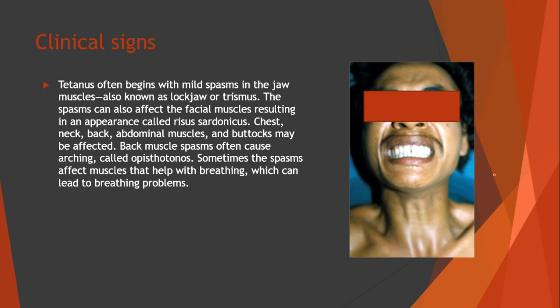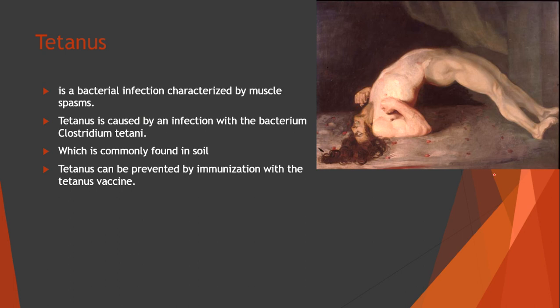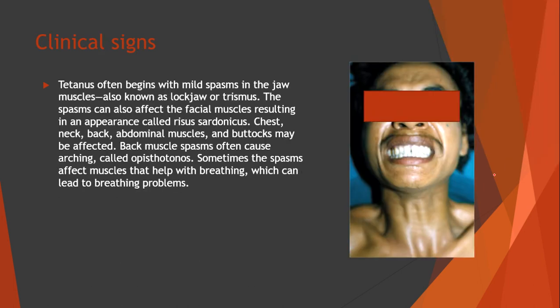Clinical signs. Tetanus often begins with mild spasm in the jaw muscles, also known as lockjaw or trismus, as we see in this photo. The spasm can also affect the facial muscles, resulting in an appearance called risus sardonicus. Chest, neck, back, abdominal muscles and buttocks may be affected. Back muscle spasm often causes arching called opisthotonus, as we see here in the picture. Sometimes the spasm affects muscles that help with breathing, which can lead to breathing problems and then to death.